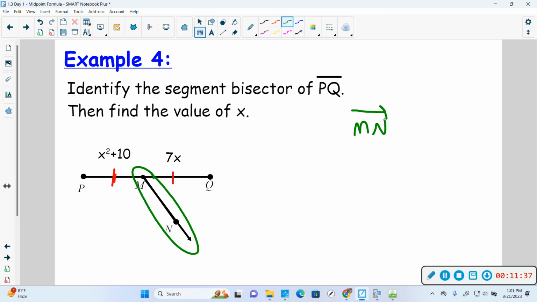Quick review question for you. Is that the same as Ray NM? Like, could I switch it? Are these the same? No. So don't get crazy on the rays. Okay, more of the same, of course. Left side equals the right side. We're going to set them equal.